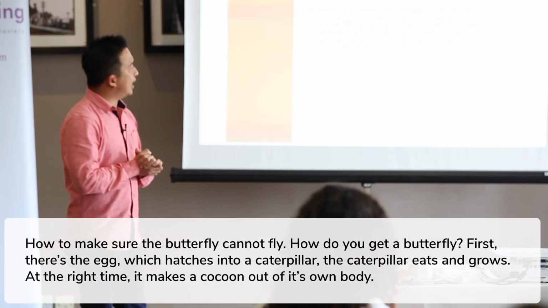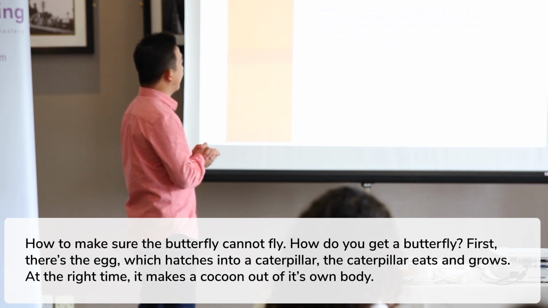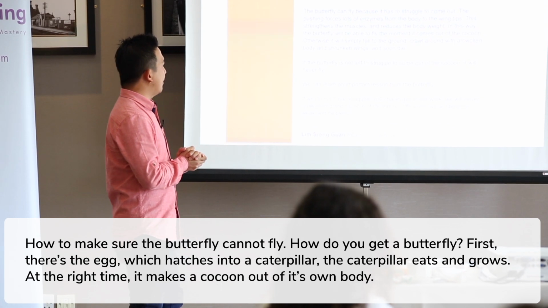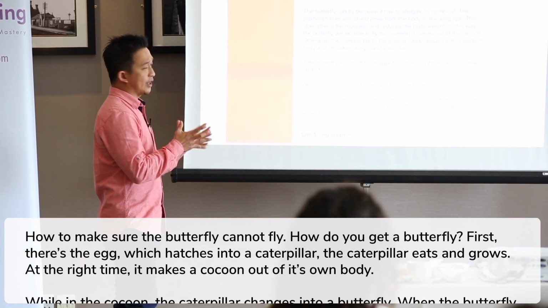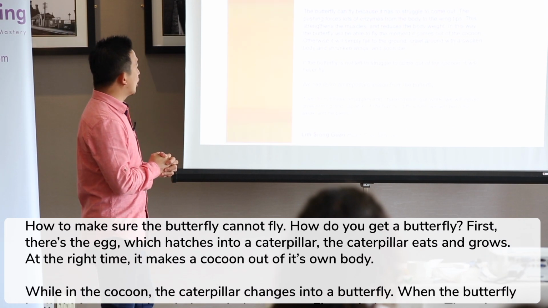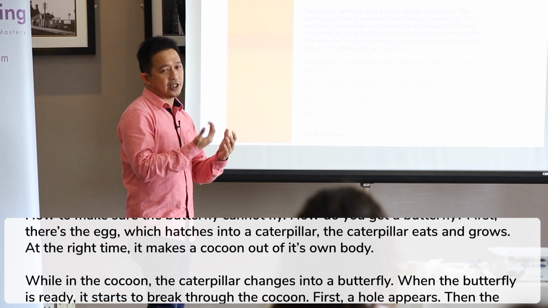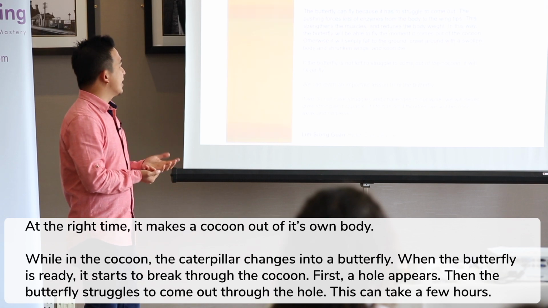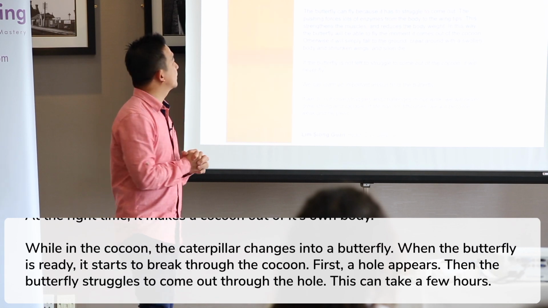First, there's the egg, which hatches into a caterpillar. The caterpillar eats and grows. At the right time, it makes a cocoon out of its own body. While in the cocoon, the caterpillar changes into a butterfly. When the butterfly is ready, it starts to break through the cocoon.